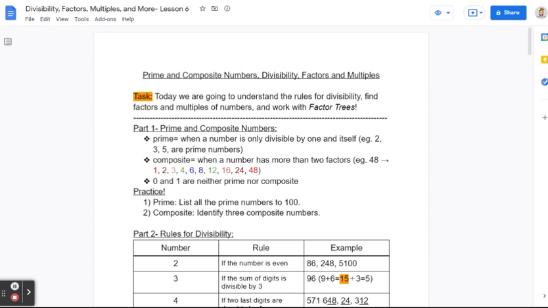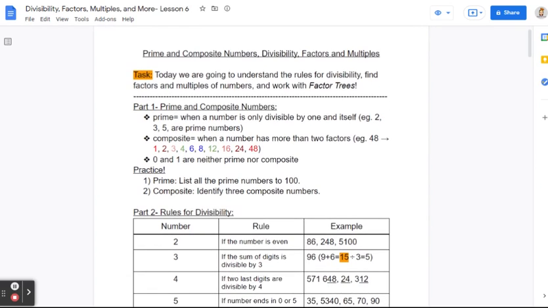It's prime and composite numbers, divisibility, factors, and multiples. So today we're going to understand the rules for divisibility, find factors and multiples of numbers, and work with factor trees. Part 1, prime and composite numbers. So just some definitions here.